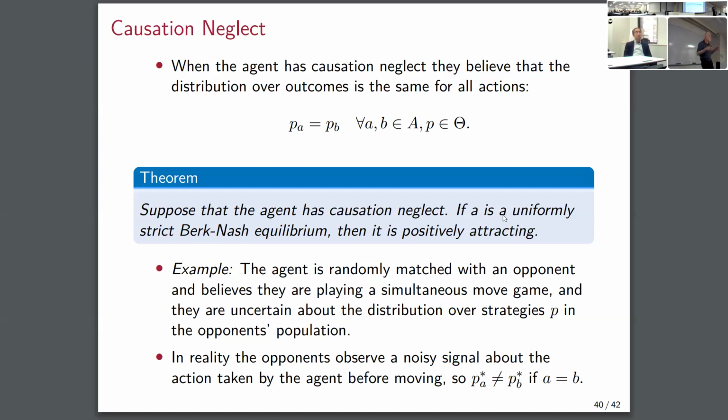What's an example of this sort of misspecification? Suppose the agent is randomly matched with an opponent, and they think they're playing a simultaneous move game, but they don't know the distribution of strategies the other players are using. The truth is, their opponents are spying on them. Their opponents get a noisy signal of what the agent does before they take their own play. So that means that the distribution over outcomes is different.